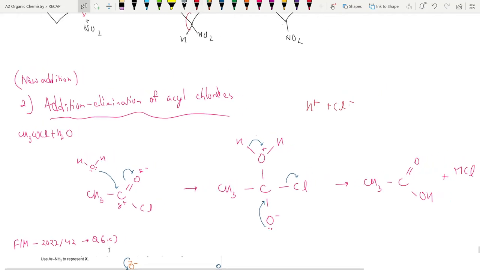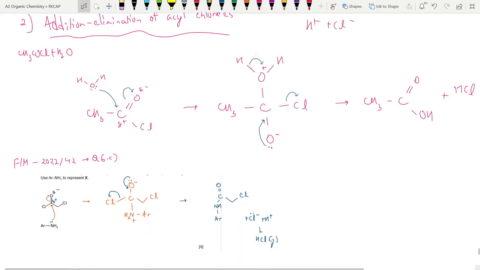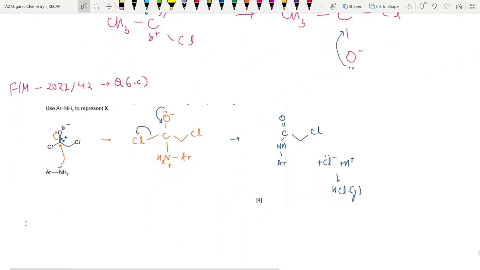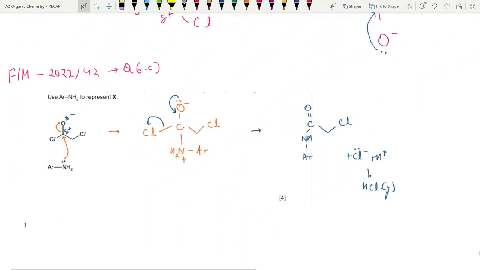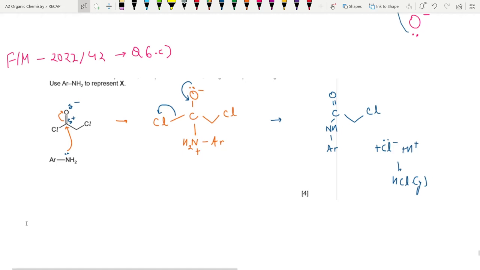So this was actually added in the March 2022 paper. This is from question number 6C from that paper. This is the mechanism. So you need to show the lone pair on nitrogen. It is attacking the acyl chloride, the electropositive carbon. You need to show the dipole and the breaking of the pi bond, the C=O bond. Then in this next step, you need to show heterolytic fission of the C-Cl bond, and you need to show that the double bond reforms again.